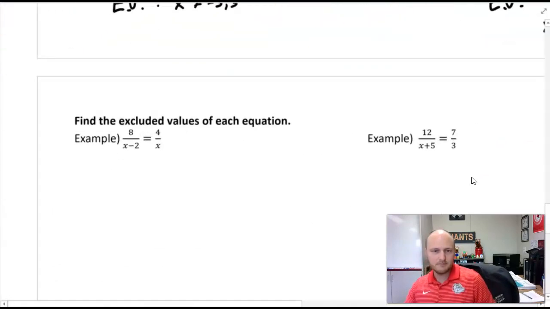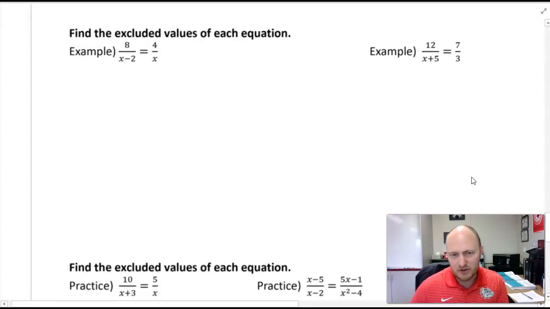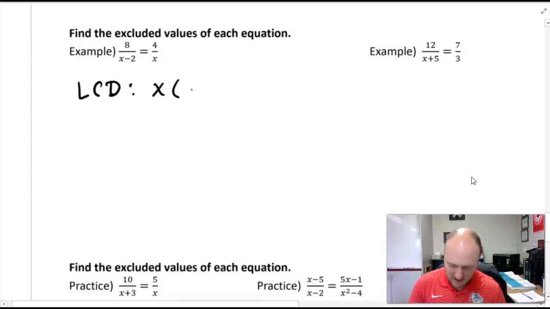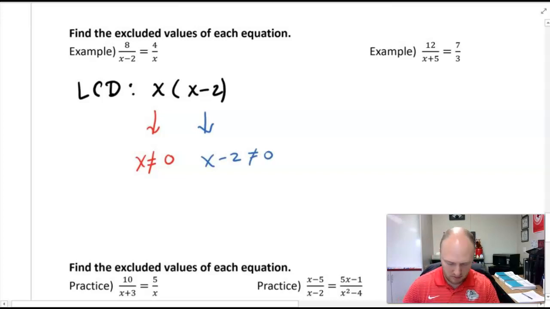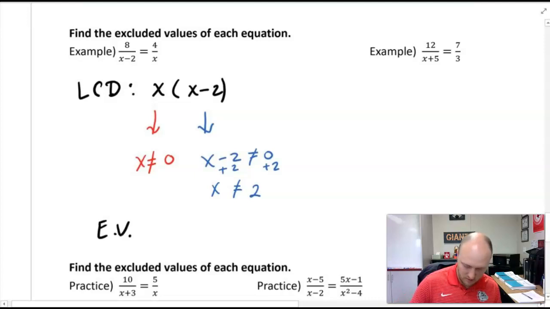Okay, only a couple more examples. All right, example 3 and 4, finding the excluded values. These ones are really simple because there's not much as far as the denominator. We know that the LCD is x and x minus 2. So here, excluded values, x can't be 0. Here, x minus 2 can't be 0. So solve that. Add 2 to both sides. Plus 2, plus 2. X cannot equal 2. Okay, so what are our excluded values? EV: 0 and positive 2.